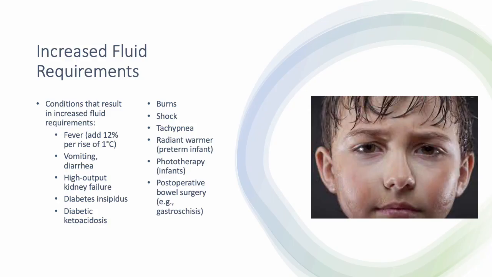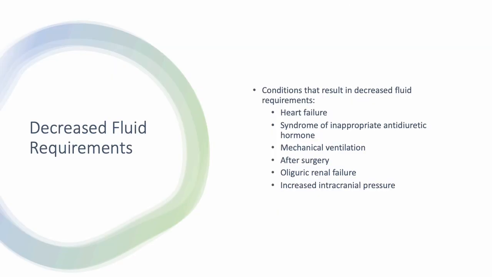These are some examples of conditions where you would expect the child to have an increased fluid requirement. Examples include fever, vomiting, and diarrhea. And vice versa, these are some conditions where the child will have decreased fluid requirements, such as heart or renal failure.